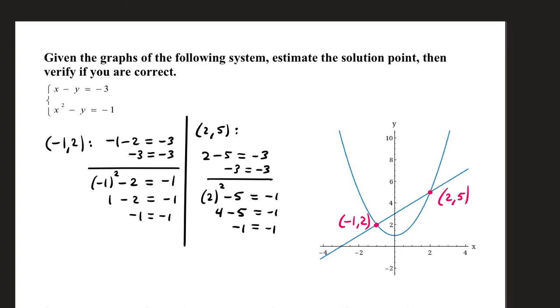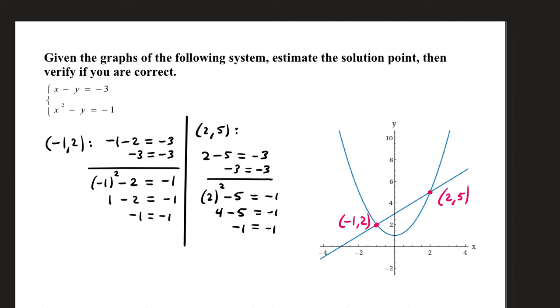Given the graph to the far right of your screen, we're going to estimate the solution points. It's actually 2 points, then verify if we're correct. Okay, so this top equation is linear. Here's the graph of the top equation. The second equation is quadratic. Its graph is this parabola. There are 2 intersection points. Again, with the eyeball test, negative 1, 2 appears to be this location, and 2, 5 appears to be this location.